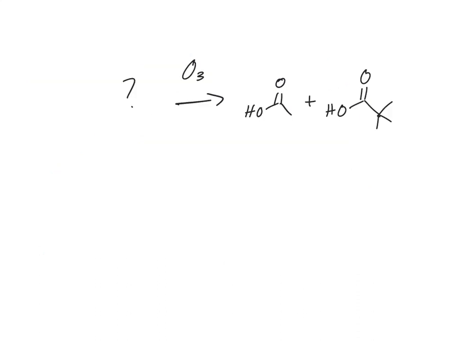So let's take a look back at an ozone reaction. So first thing, we're going to work backwards to figure out what the starting material is. So first thing you recognize, okay, ozone. So you know something about ozone, hopefully. And then you recognize that these are both carboxylic acids. So what was the starting material? Was it an alkene or an alkyne? Probably an alkyne, right?